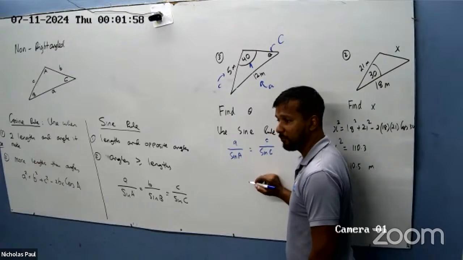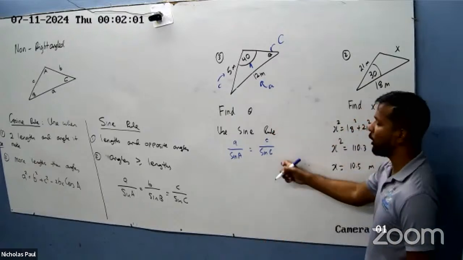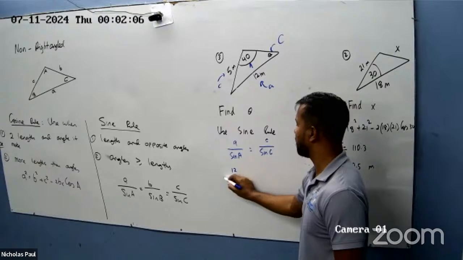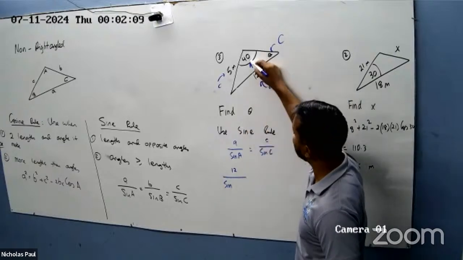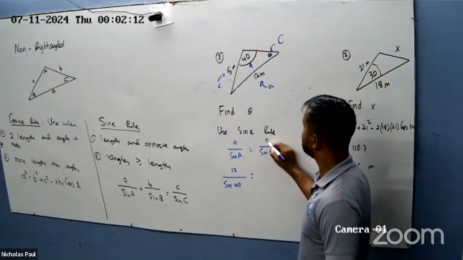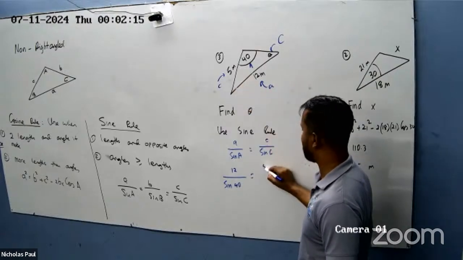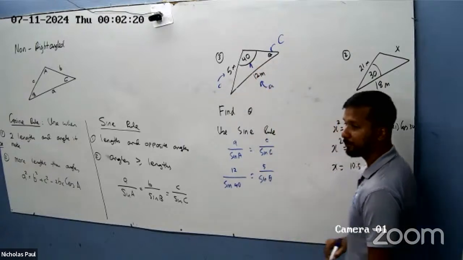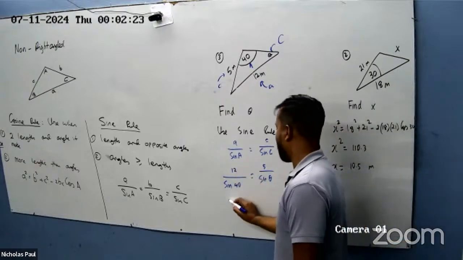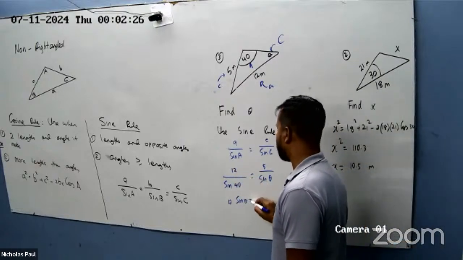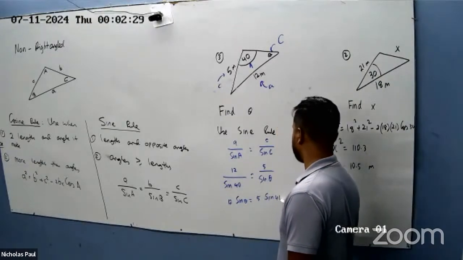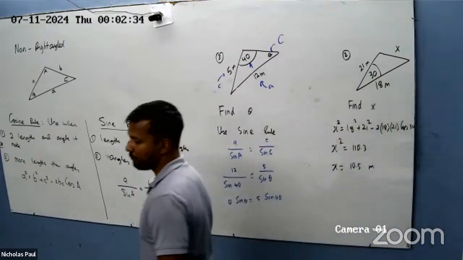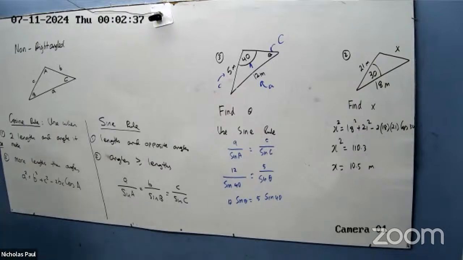Alright, ready? I want to see you all see the subject and the formula. A is the length, so that's 12, over sine A, which is 40. C is 5, that's the length, over sine of the opposite angle that you're trying to find. Cross multiply, so you'll get 12 sine theta equals 5 sine 40. I want to see you make theta the subject. I'm giving you a minute, and then I will do it.